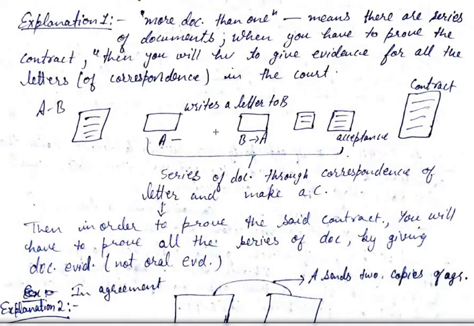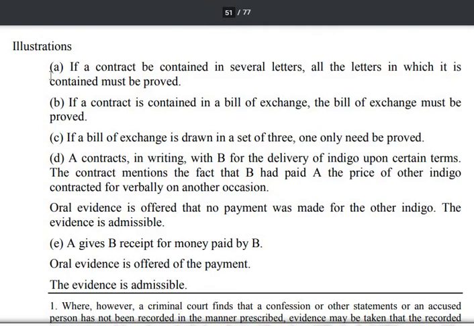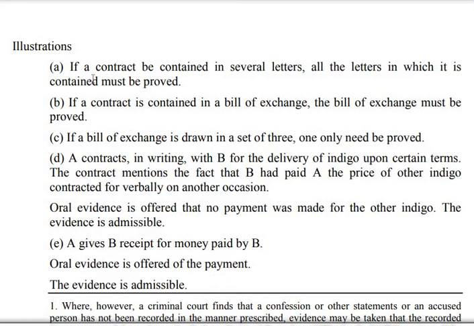अब इसके लिए आप इलस्ट्रेशन नंबर 1 देख लीजिए। If a contract be contained in several letters, all the letters in which it is contained must be proved. So this is the same thing, it is related to explanation number 1, that if there is a series of letters or documents, in that situation, in order to prove the said contract, oral evidence will not be allowed, and if documentary evidence, you have to prove all those documents.